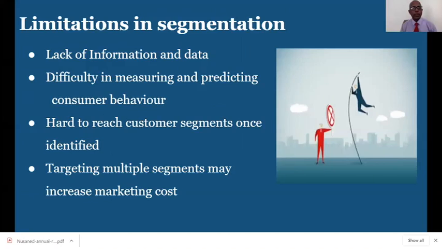Coming to the limitations of segmentation, the first one is lack of information and data. Some markets are poorly researched, with little information about what customers want. The second is difficulty in measuring and predicting consumer behavior, as humans don't behave the same way all the time. Third, if you are targeting the rural market, it is hard to reach the customer segments even though you identify them. The fourth is that if a product is new, you don't have market research to base your segmentation on. It also depends on the entrepreneur's knowledge of the market, so segmentation will be limited.